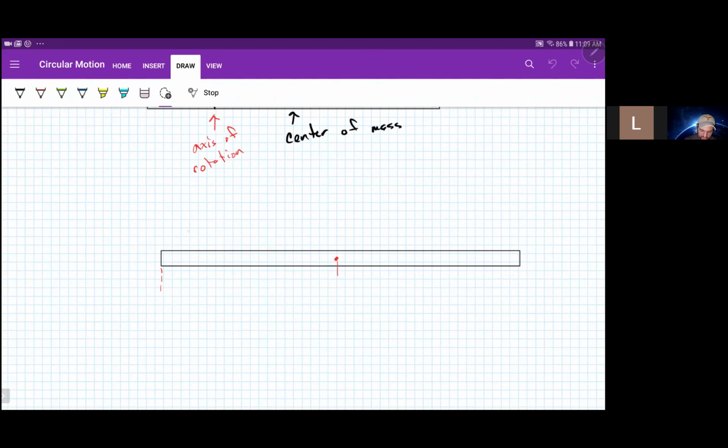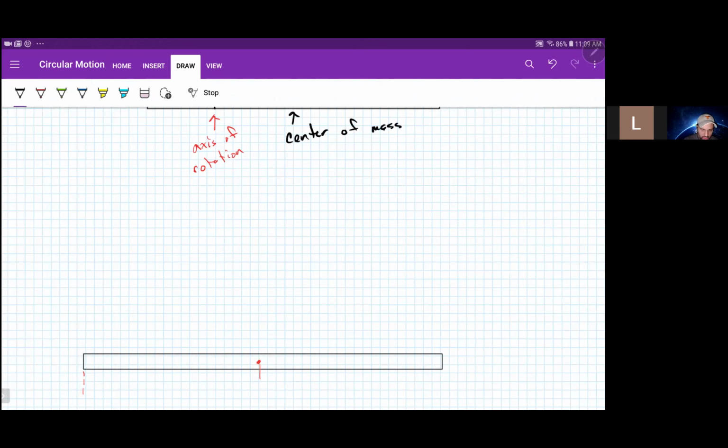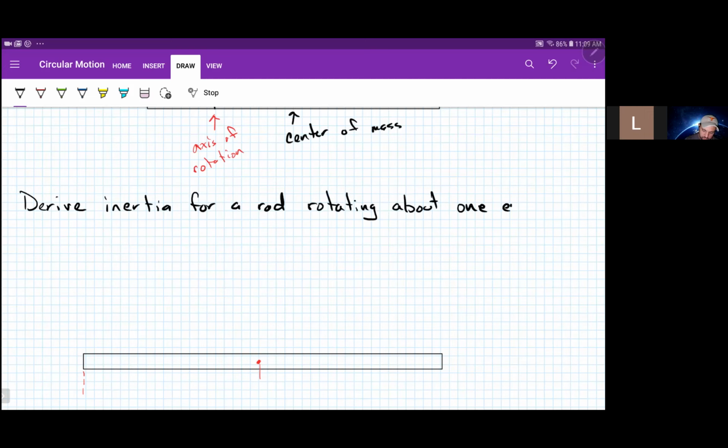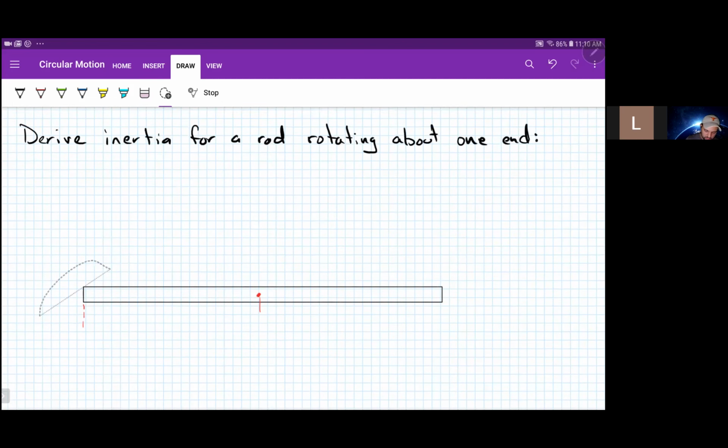So going here, let me move this down again. I didn't want to delete these things because it's a pain to draw these things out. So that's what we're going to do. We're going to derive inertia for a rod rotating about one end. All right, so that's what we're doing here in this next little bit.